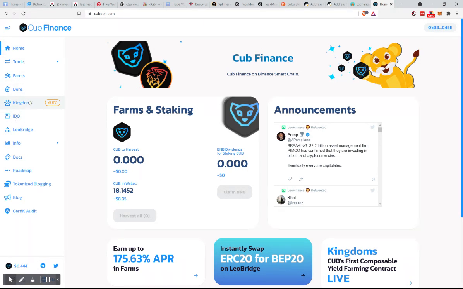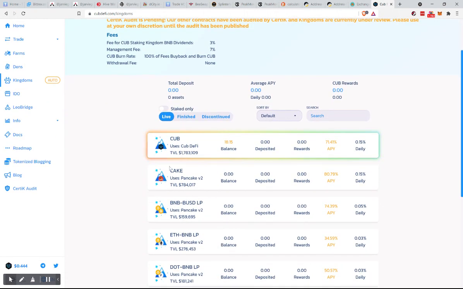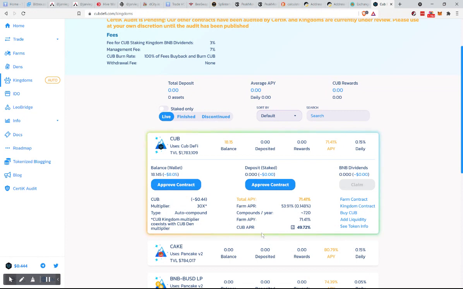So now we said what we want to do, kingdoms. We're going to stake this Cub for Cub DeFi Kingdom. All right, so we hit Kingdom, Cub DeFi. They're giving out 71% APY, which is different than APR, just so you know. It's a 49% APR, and then they auto compound it for you, so you don't have to go in and click those buttons. Anyways, we have to approve the contract, and we're using a lot of our BNB. We should have exchanged some of that DEC for some BNB. Another 17 cents.